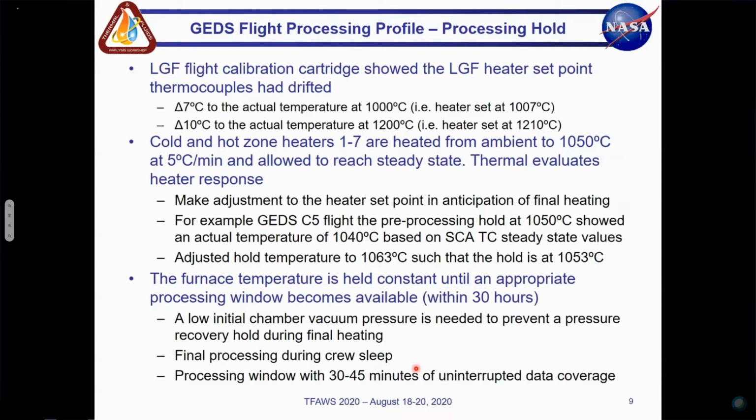And then at 1,200 degrees, they were 10 degrees off. So that caused us to increase some of our temperatures for the actual GEDS processing. There are 7 heaters heated from ambient to 1050 at 5 degrees Celsius per minute for the GEDS processing, and then we allow it to steady state. And that's when the thermal group comes in to monitor what the furnace is doing and to make sure that the GEDS science was correct.